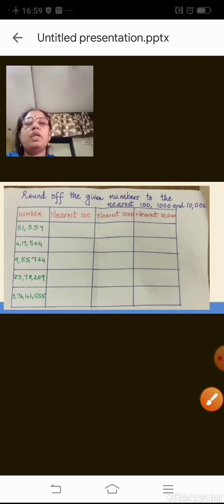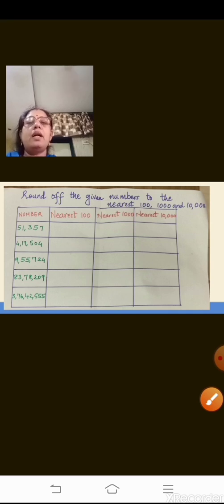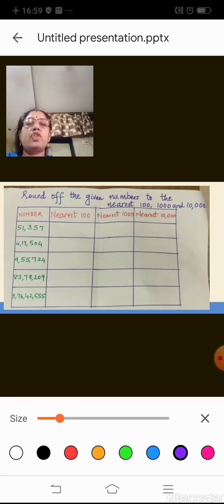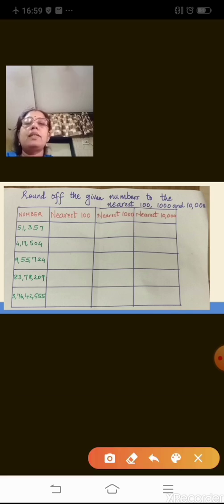Now coming to the next column, that is you have to round off the number to the nearest 1000. So first one, let us take 51,357. I'll show you one example. The rest of the sums you can solve and check with the answers which are there on the next slide.